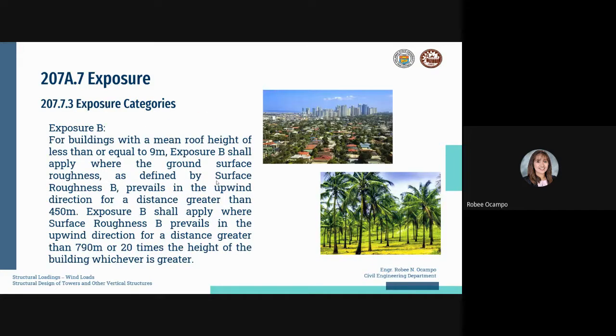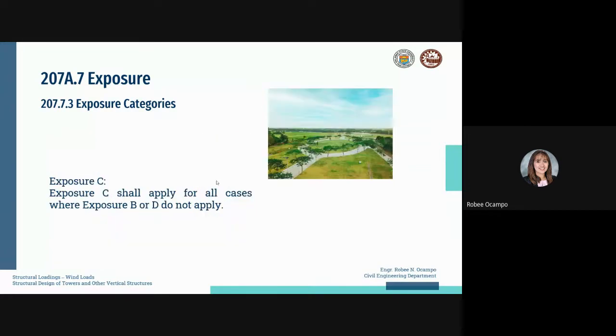Okay. Now, we've already determined the different categories for the surface roughness. We can now determine the exposure category. When we say exposure B, it simply aligns with your surface roughness. Usually exposure B is used if your structure falls under surface roughness B. For C, if the exposure of your building doesn't fall on B or D, then of course consider it C.